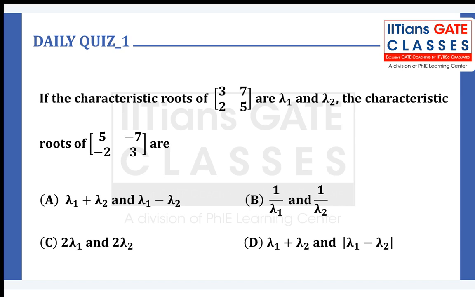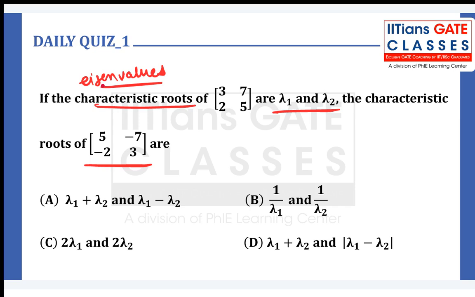The first question is: if the characteristic roots of a 2 by 2 matrix, which is given as 3, 7, 2, 5, are lambda 1 and lambda 2, the characteristic roots of another 2 by 2 matrix are what? First of all, you should know characteristic roots are nothing but eigenvalues. This is a synonym for the commonly used term eigenvalue, but sometimes to confuse students, they use these kinds of terminologies. So those who have not prepared properly will get confused and either waste their time or lose their marks.